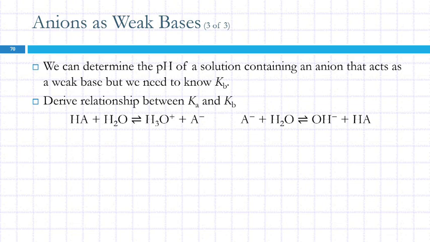Okay, so we can figure out the pH of a solution that has an anion that acts as a weak base. We need to know the Kb for that anion. So this is telling us to derive the relationship between Ka and Kb. Again, I'm going to show you this. I don't expect you to do this on an exam or anywhere else.